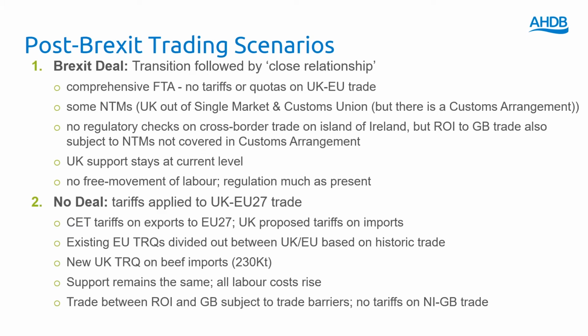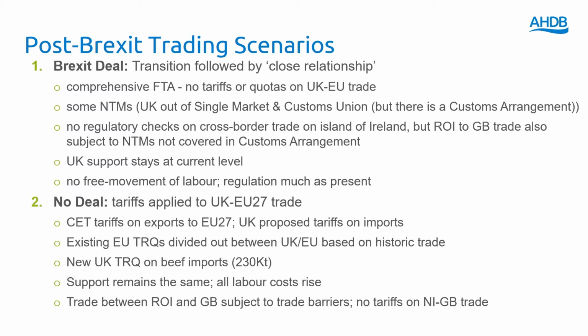Moving onwards then into the no deal scenario, and here first of all you've got tariffs being applied to the UK and EU27 trade. We'll explain those in some more detail in a few moments' time. The EU's common external tariff of course being applied on exports from the UK into the EU27, and the UK imposing its own tariffs on imports, and they were published in March of this year. And of course then we've got the issue around tariff rate quotas or TRQs, those existing EU28 TRQs being divided out between the UK and the EU based on historic trade primarily, and we'll give some more detail on how they will be allocated later on.